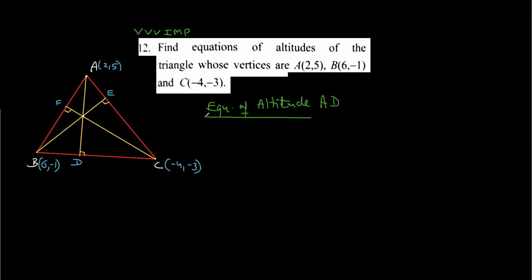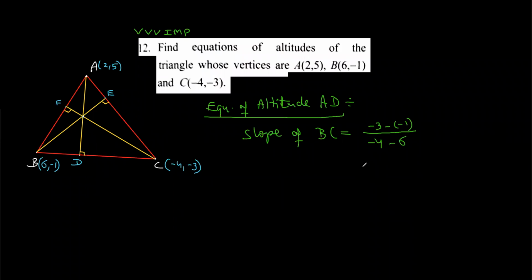Okay. So here, I will get the slope of BC. Why I'm getting the slope of BC, you will understand. Let us find out the slope of BC. Can I find the slope of BC? Yes. Why? Because I have 2 points on BC. So I will write y2 minus y1 upon x2 minus x1. So minus 3 minus of minus 1 upon x2 minus x1.